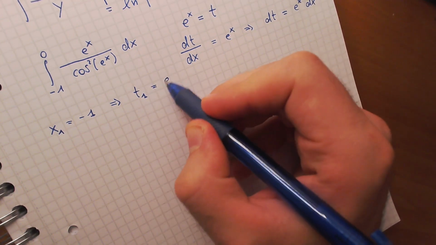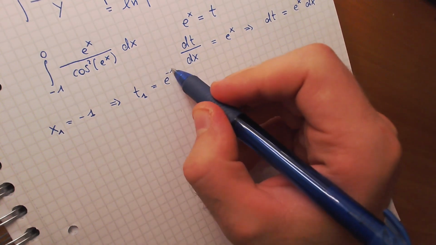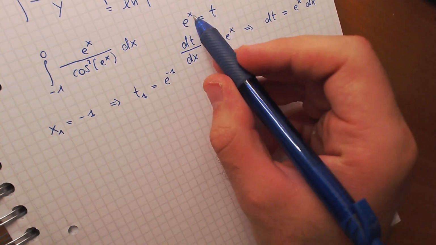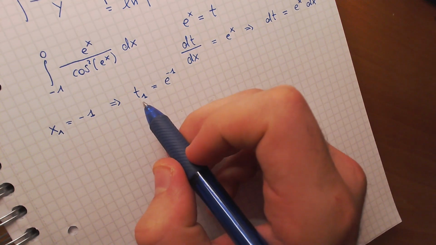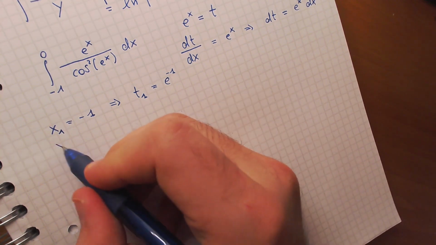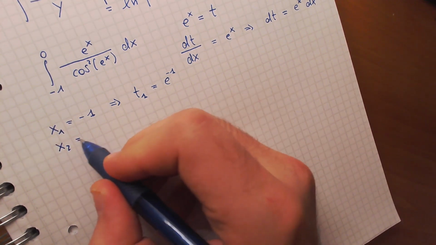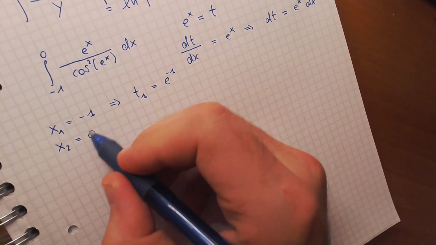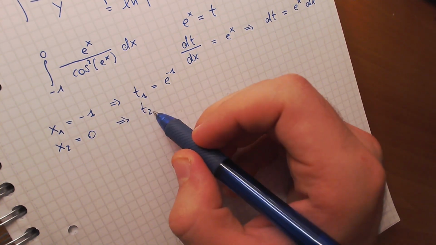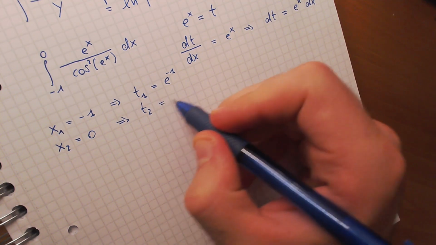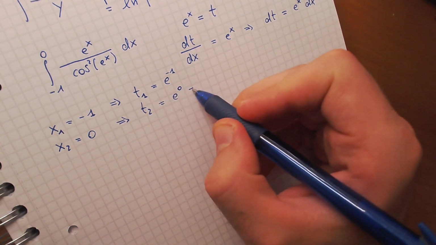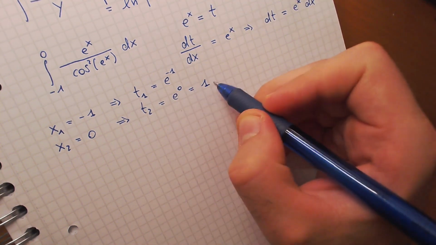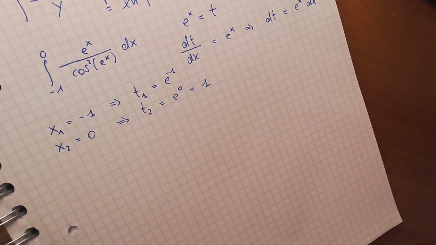t1 will be e to the minus 1 because t is e to the x. And similarly, for the second limit, let's call it x2, which is 0, we have the second limit in terms of t will be e to the 0, which is obviously 1. Okay, so these two, e to the minus 1 and 1, are the new limits of the integral.